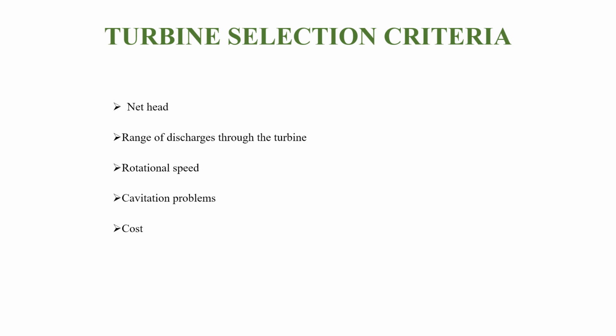The turbine selection criteria are: the net head, which is the main factor, the range of discharges through the turbine, rotational speed, cavitation problems and the cost. These are the turbine selection criteria.